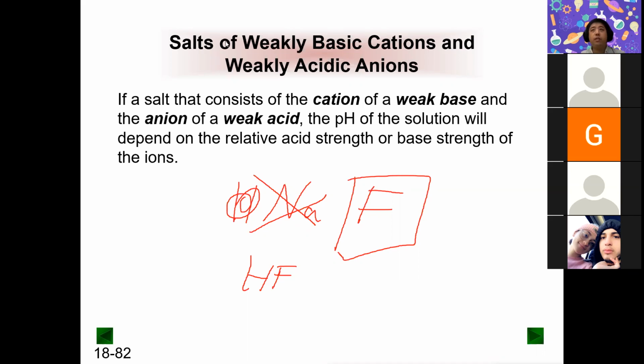Okay, I guess nobody knows it. You have conjugates here, okay? HF, oh, F minus is the conjugate base of HF. Does that sound familiar? Does anybody remember that? No, you don't remember conjugates? Okay, I recommend looking back at the beginning of chapter 18.